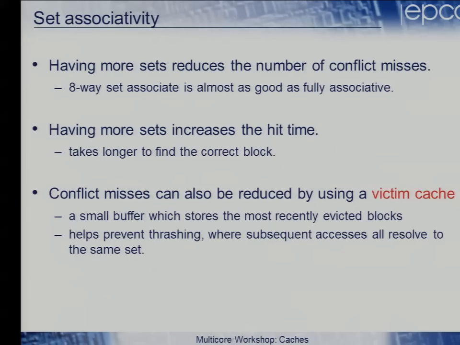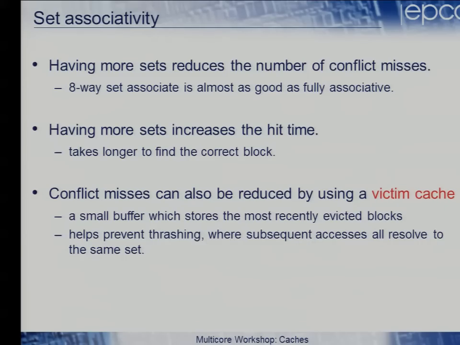Obviously, if you have more ways, it increases the hit time. It takes you longer to find the data in cache. If you have 8 places data could be in the cache, you have to look at those 8 places before you know whether you've got it or not, and that takes you a lot of time.